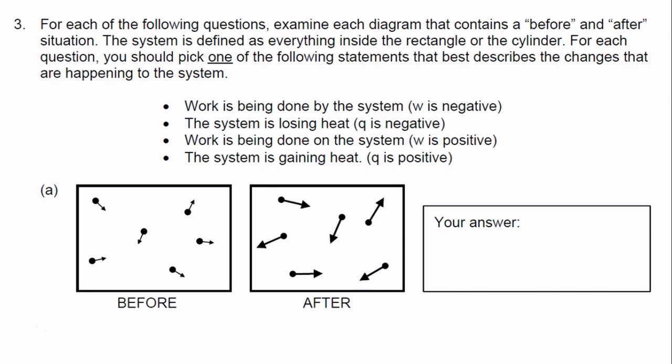In this example, work is not being done because the size of the container is constant, so a gas is not being compressed, and gas is not expanding, but the size of the arrows indicate that the particles are moving faster in the after picture. So if the molecules are moving faster, then they are getting hotter, they're gaining heat, so the system is gaining heat and Q is positive.